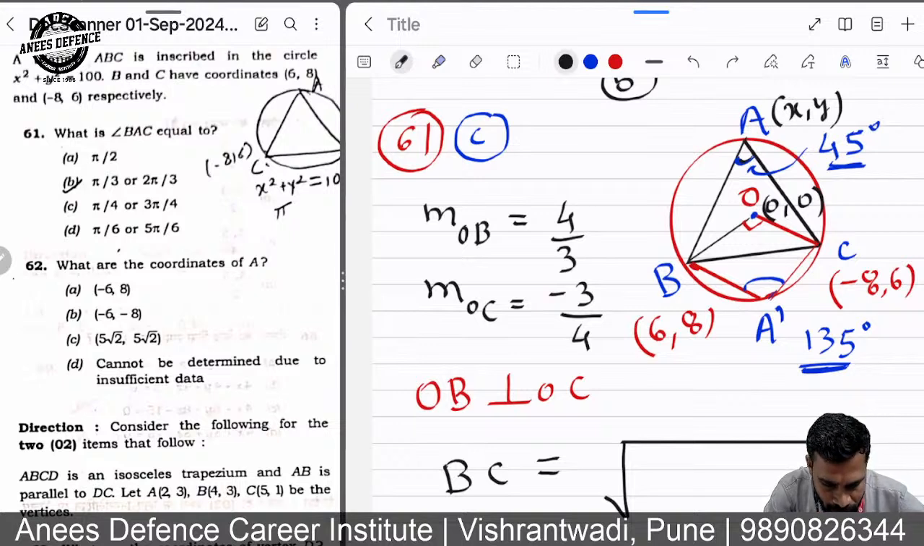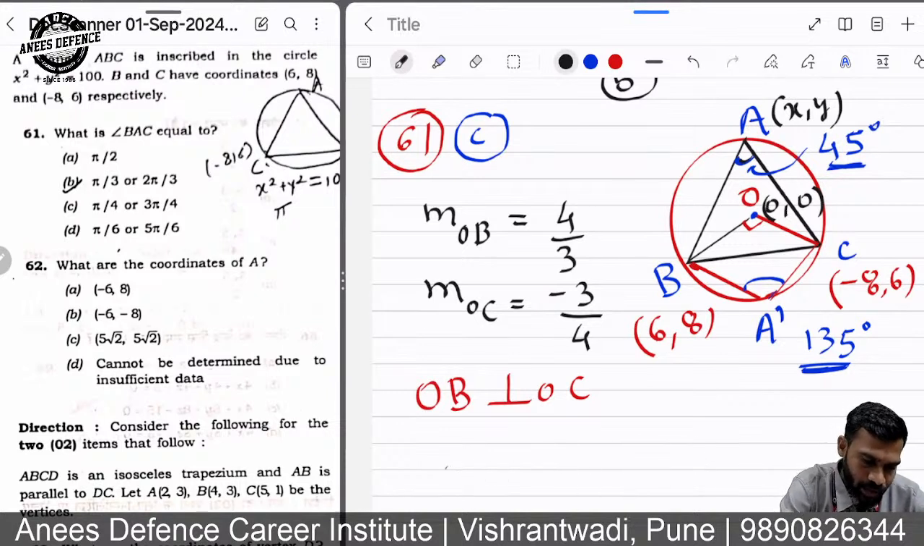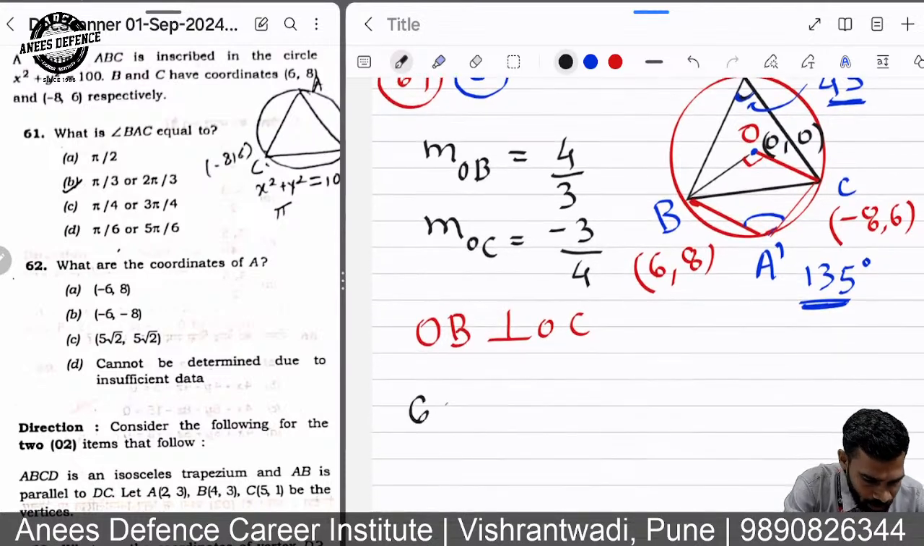If you see clearly here, the information is not sufficient. So we cannot directly find the coordinates of A here, right? We could have gone with the distance formula, but again, that will not be sufficient to find out the coordinates of A. So the answer will be D for this question, right? So for question 62, data is insufficient.